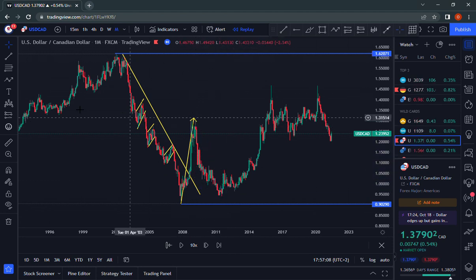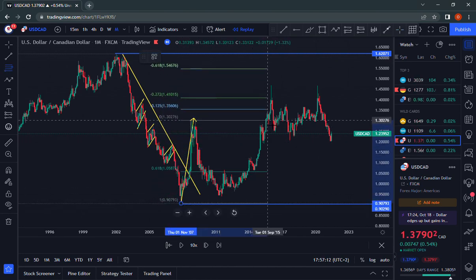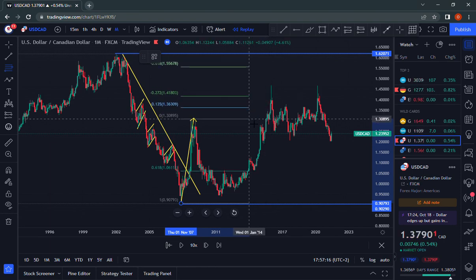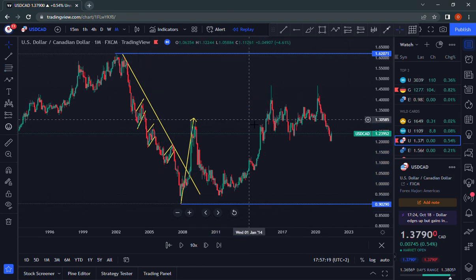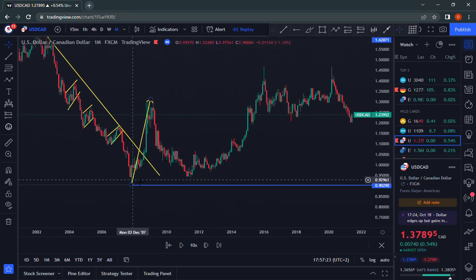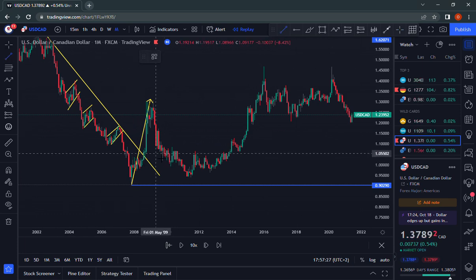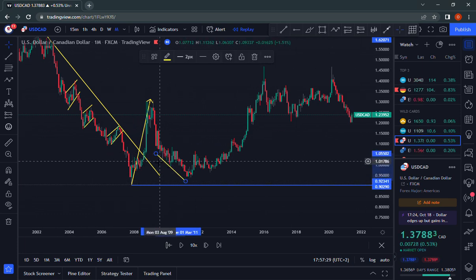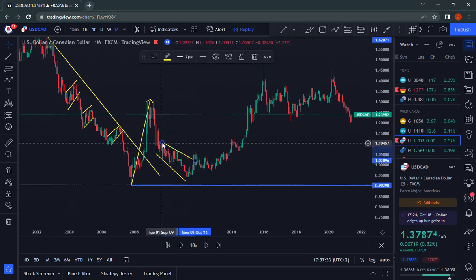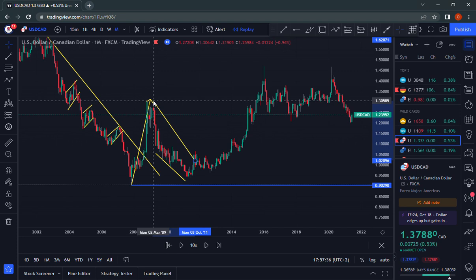So now, what we need to understand again is that we have this push, and then when the market is coming down here, we have a correction. We have this correction here on the lows. So this was the downtrend here.